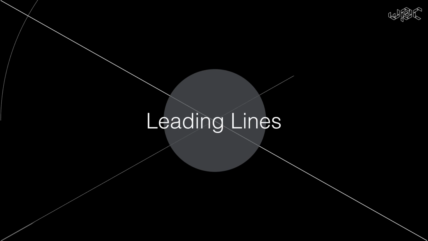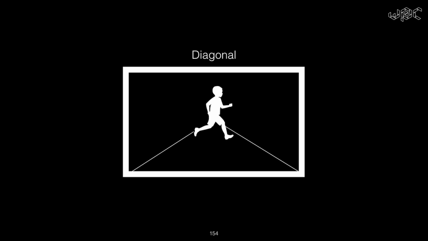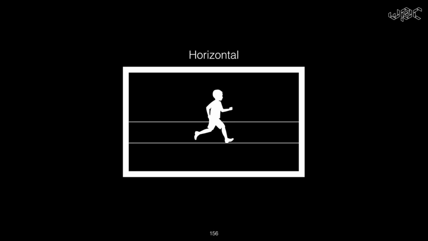To understand this, we have to learn to find lines in our scenes. Lines do not have to be straight, they can be curves as well. But the idea is that these lines start from the edge of the frame and lead us to the part of the image we are trying to capture. There are 4 types of leading lines: diagonals, curved, horizontal, and vertical.